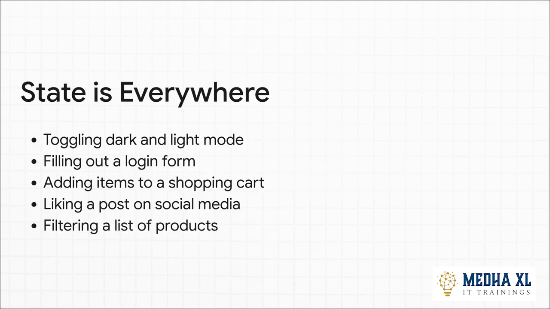Oh, absolutely. State is everywhere. You toggle dark mode, that's just a little piece of state changing from light to dark. You type your name into a form, every single key you press is updating state. Adding an item to your shopping cart, that's updating an array that lives in state. Liking a post, filtering a list of products, it is all the exact same fundamental pattern. An event happens, state gets updated, and the UI re-renders to show the change.